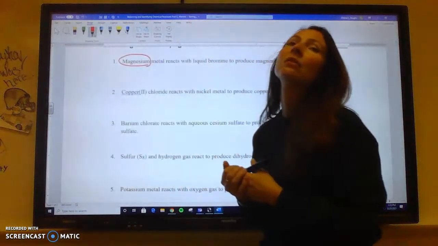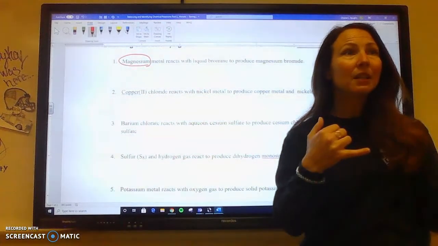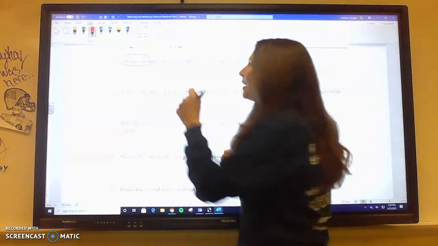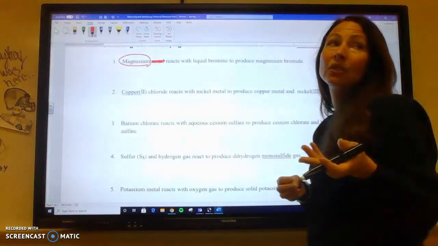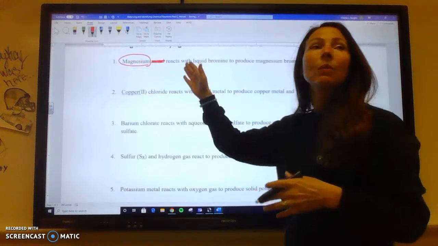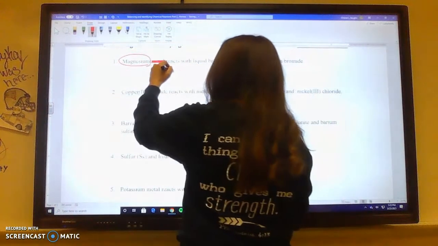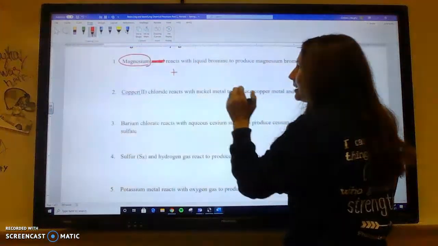It says the word metal. Some years, I want my students to write down the state of matter that something is in. When it says magnesium metal, it just means magnesium by itself. You can scratch the word metal out because that doesn't mean that you have to do anything with it. And then it says reacts with. Well, that means you have a second reactant. So we're going to need to put a plus there because you're going to have magnesium plus something else reacting.